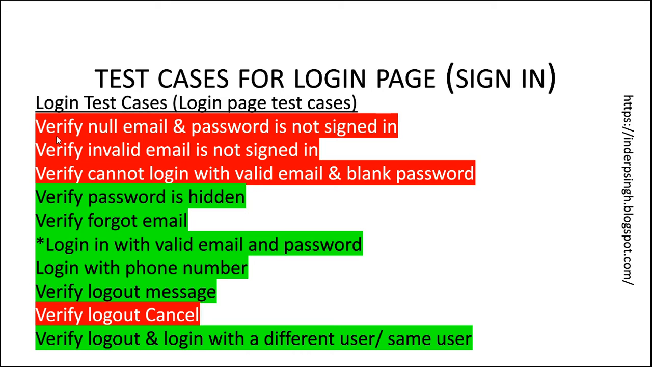So for example, negative test cases can be: verify null email and password is not signed in to Gmail. Then verify invalid email is not signed in. Verify that the user cannot log in with a valid email but a blank password. Then positive test cases include: verify that the password characters are hidden, then verify the forgot email functionality, and this is an important test case, login with valid email and password. This is a positive test case, meaning it should result in success.